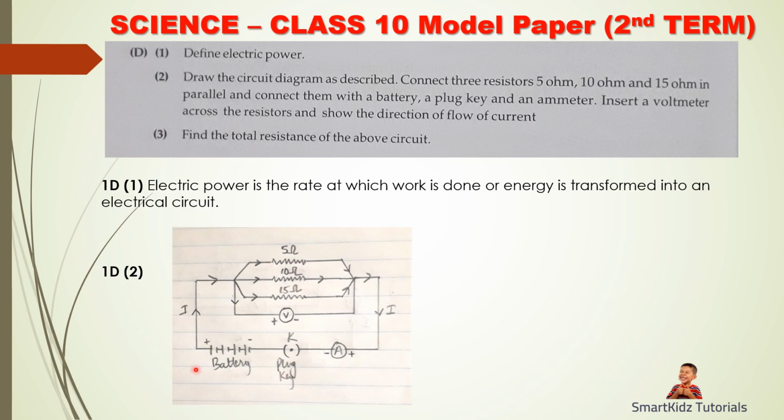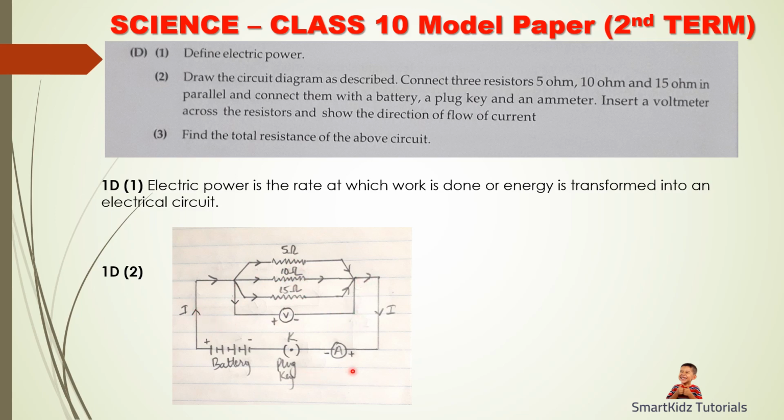Here is the diagram. See, there is a battery, plug key, ammeter. It's showing the flow of current from positive terminal to negative terminal. There is a voltmeter, and see how the arrangement is of the three resistors, one on top of the other, so they are parallel to each other. And there is voltmeter that is measuring the potential difference across it.